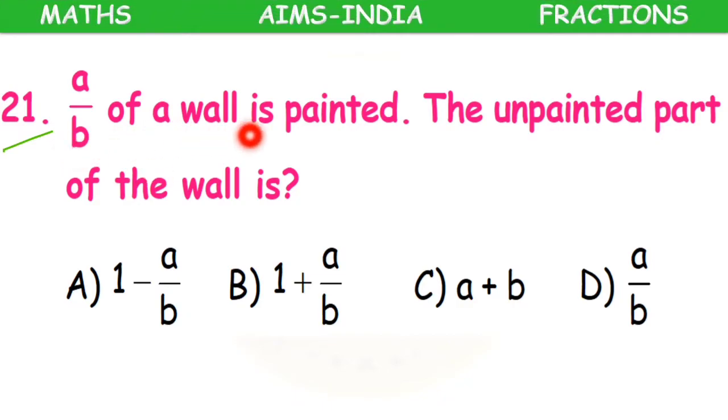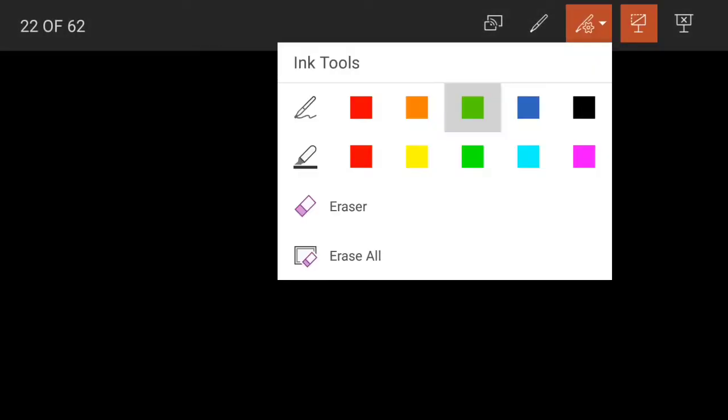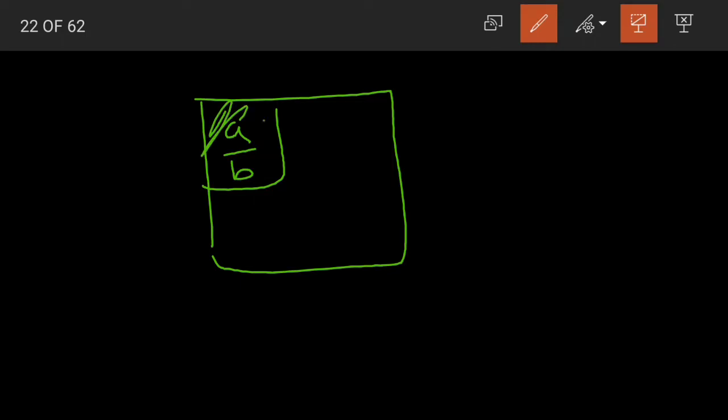A by B of a wall is painted. The unpainted part of the wall is dash. Now what are they saying? See, this is a wall. On the wall, some portion, say this portion called A by B, this fraction is already painted. Now, this portion is unpainted, right?